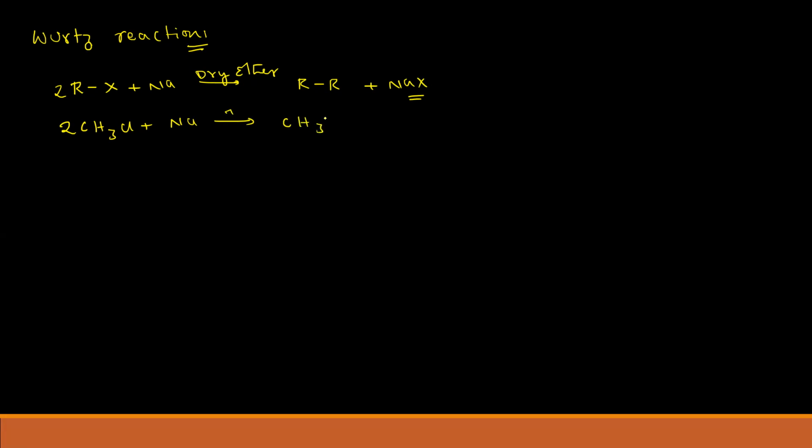The general reaction is: 2 moles of alkyl halide in the presence of sodium and dry ether will give a higher alkane plus sodium chloride. So this is the main Wurtz reaction. For example, if you have 2 moles of CH3Cl, it combines with sodium in the presence of dry ether to give ethane.